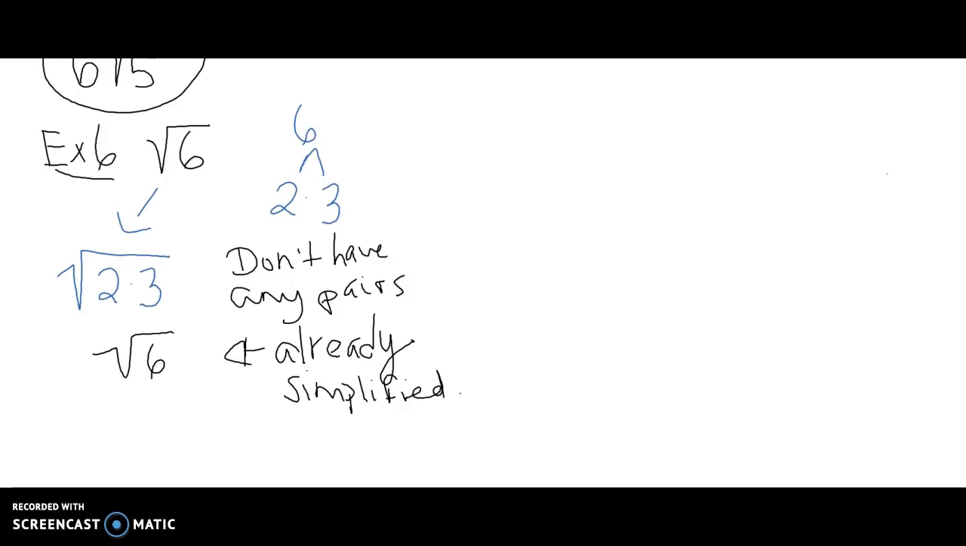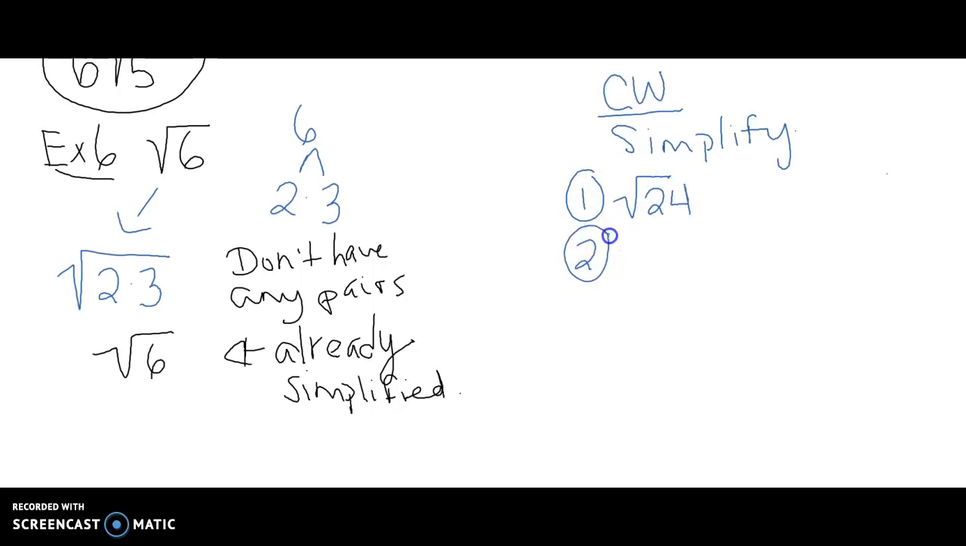Now this is your classwork. Make sure you write this down and simplify the following radicals. Okay, this is your classwork. Number 1, simplify the square root of 24. Number 2, simplify the square root of 28. Number 3, simplify the square root of 80. Number 4, simplify the square root of 125.